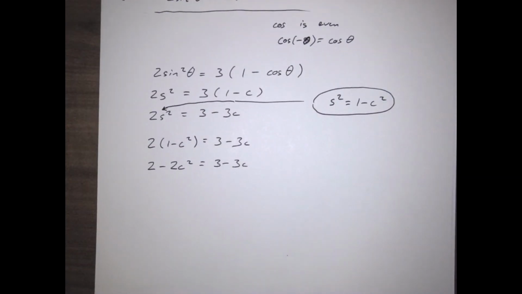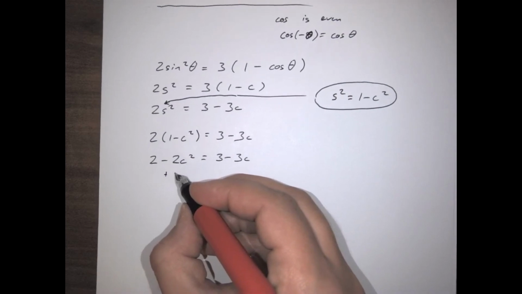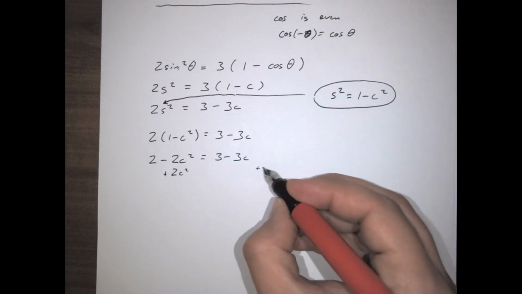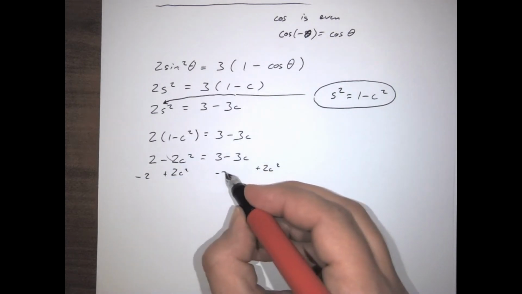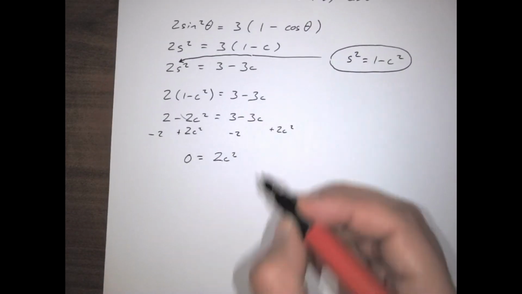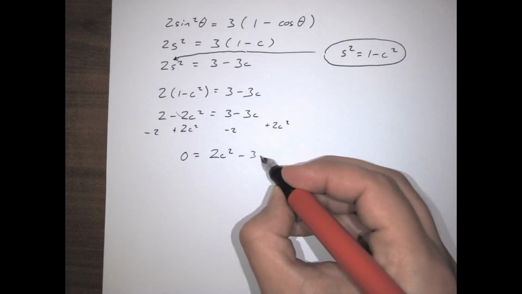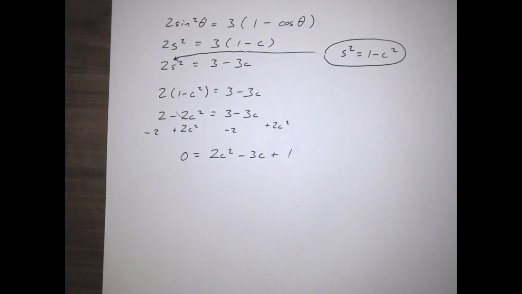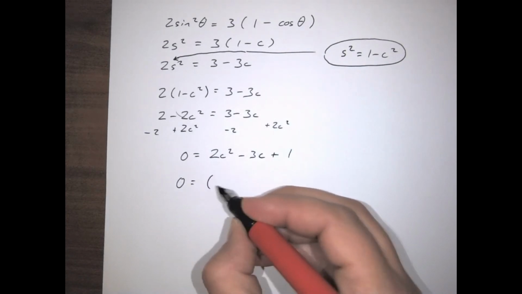Move everything to one side. And just so that I can have the coefficient of the cosine squared be positive, I'm going to move everything to the right. So it's going to be plus 2c squared. Okay. And then minus 2. And so what's that going to give us? Just 0 equals 2c squared, just putting things in the regular order of highest degree to lowest, minus 3c plus 1, if I combine all the like terms. So then, now, once again, I would just try to factor this if I can, which, again, I can.